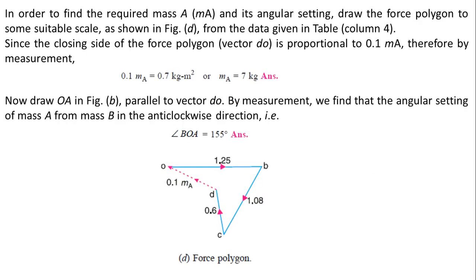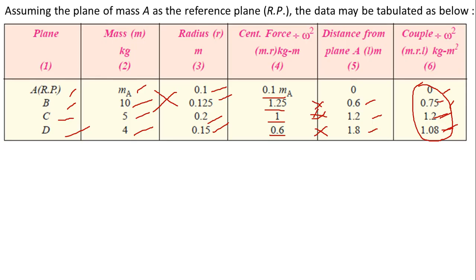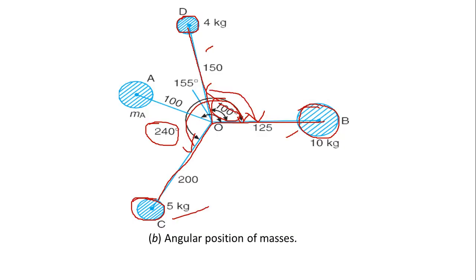Next is to find the unknown mass, that is Ma. In order to find the required mass Ma, you have to draw the force polygon. All values are known to you now, 1.25, 1.08 and 1.6, and this is the unknown thing. So using these values you can first try to draw the force polygon. Okay, so let us start now.